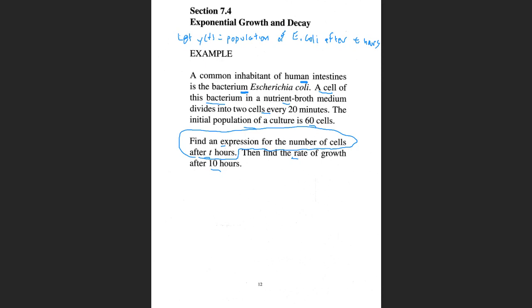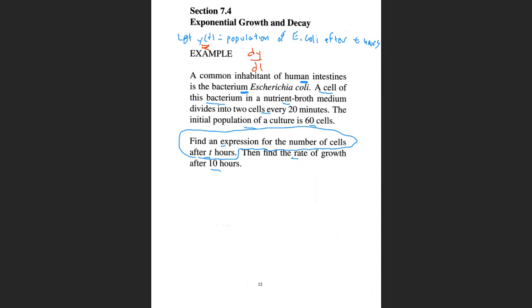What do we need to find this y of t? What do we need in order to get that solution, to get that formula for the population of E. coli after t hours? What's our starting point? What's always our starting point in chapter 7? What do we need? Okay, good answer. We need dy/dt. We need a differential equation.